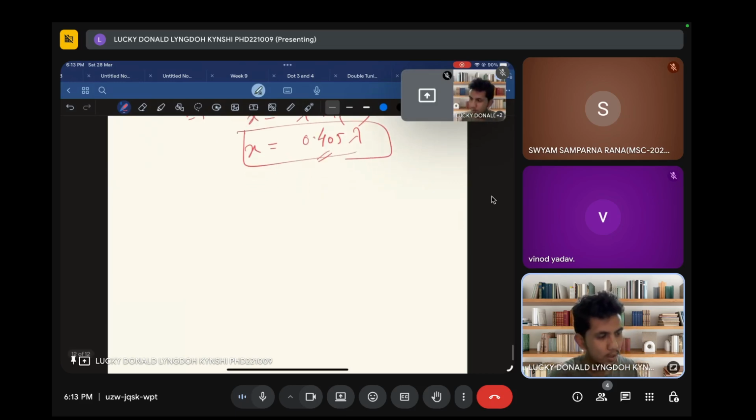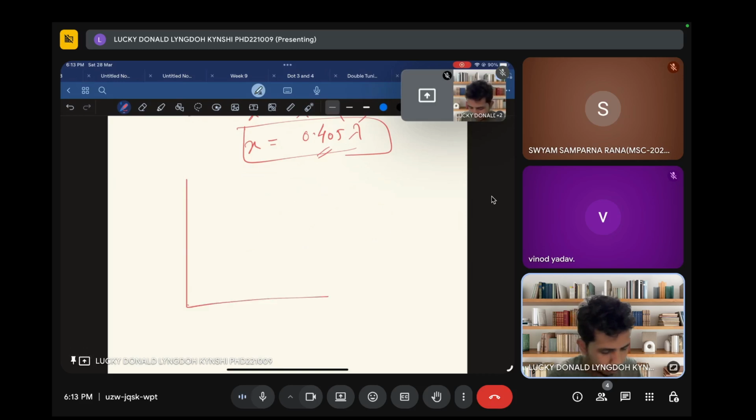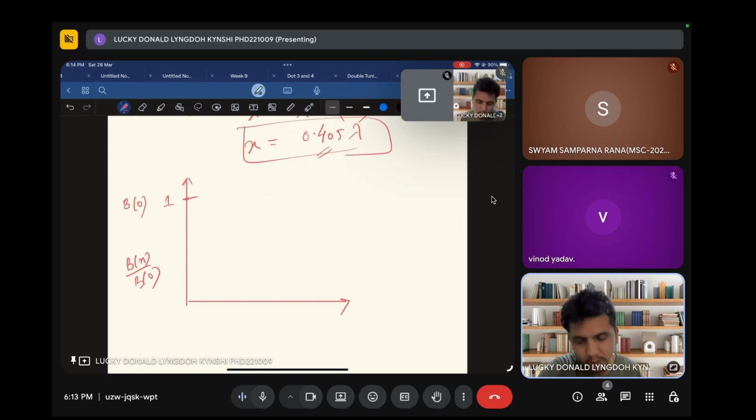Or maybe I can draw a schematic here for you to understand these problems. Suppose B is B naught, which is the maximum, and this is your Bx by B naught, the ratio, so you have a unit 1 here. That means your Bx and B naught on the surface are the same, equal to 1. And this is the distance x, which is proportional to lambda. Since it is decaying exponentially, you can write it in this way.